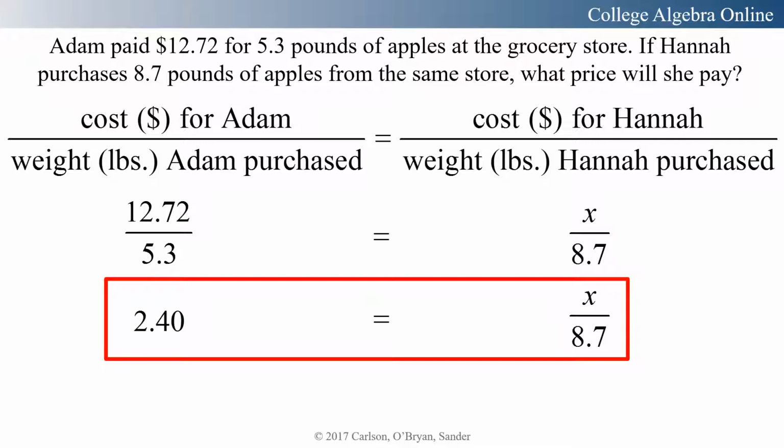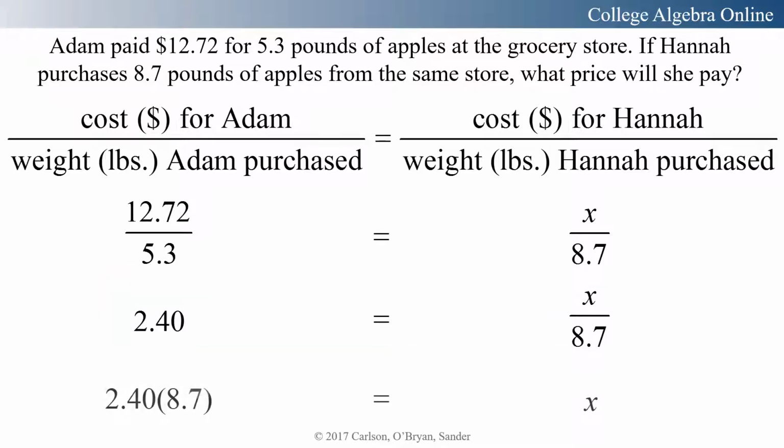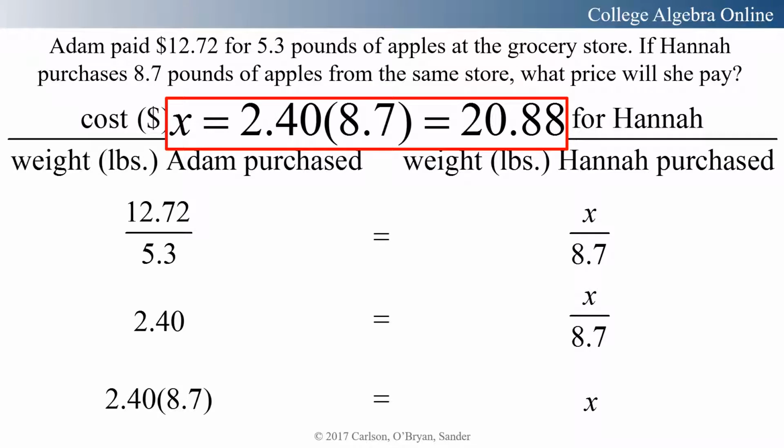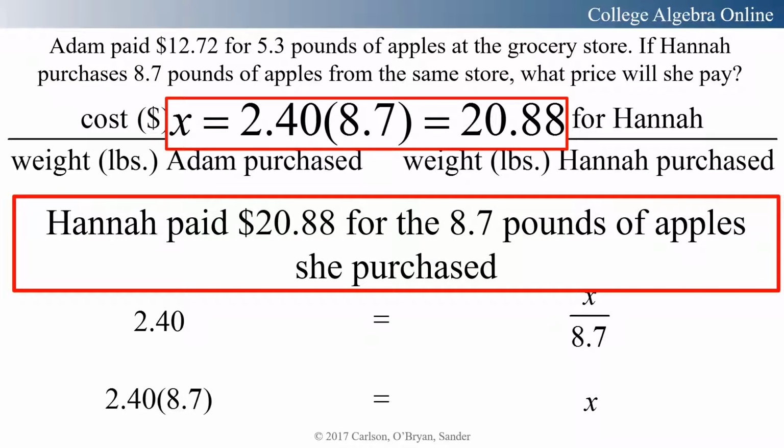Solving this new equation means picking a value for X that is 2.4 times as large as the weight of apples that Hannah purchased. Therefore, the total cost for Hannah was 2.4 times 8.7, which equals $20.88. Hannah paid $20.88 for the 8.7 pounds of apples she purchased.